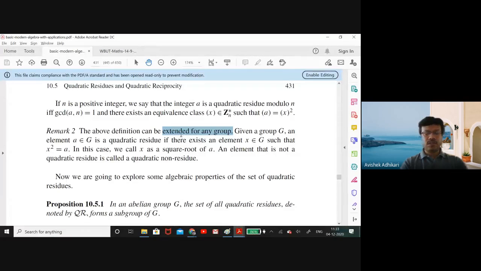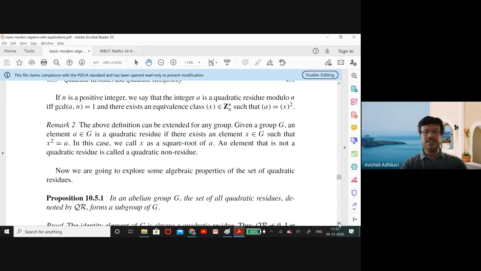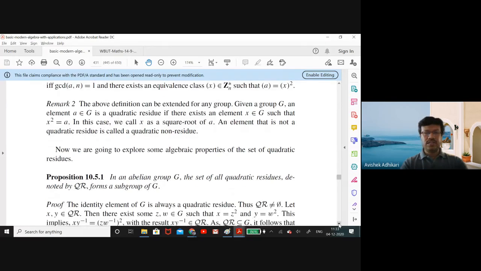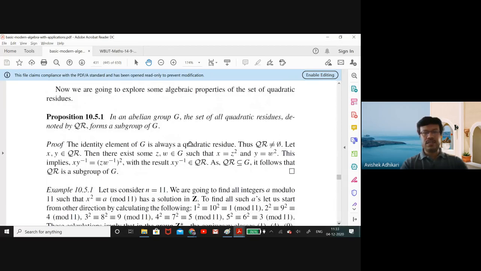For the definition of quadratic residue in terms of group, we may not require G to be abelian. But to have some more extra properties, I need something more. So here is the proposition. What it says: in an abelian group, the set of all quadratic residues, denoted by QR, forms a subgroup of G. It's quite interesting.